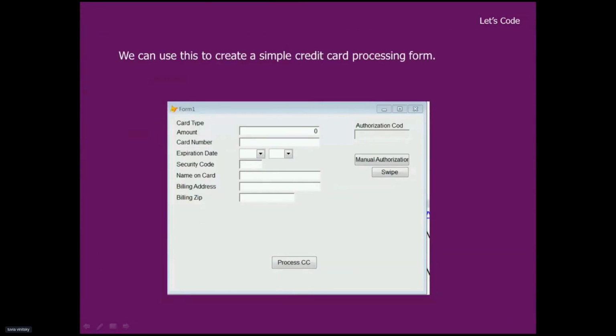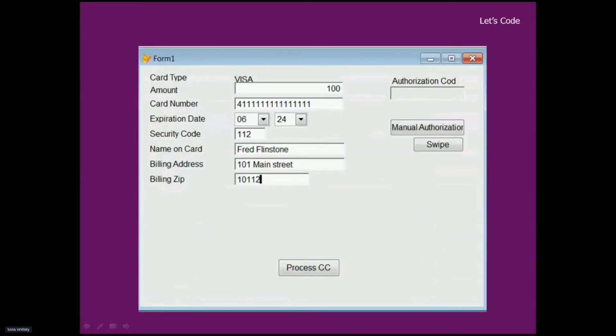Now we can use this to create a simple credit card processing form. We'll create a form, and we have on there the card type label, which we'll see in just a minute what that is, the amount, the card number, the expiration date, the security code, the name on the card, the billing address, the billing zip, and a couple of fields over here that I haven't told you what they do yet. But let's assume that our friendly user enters the information.